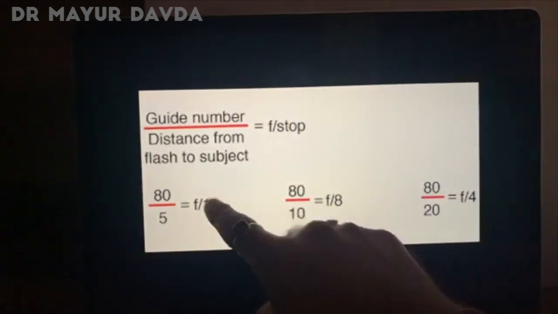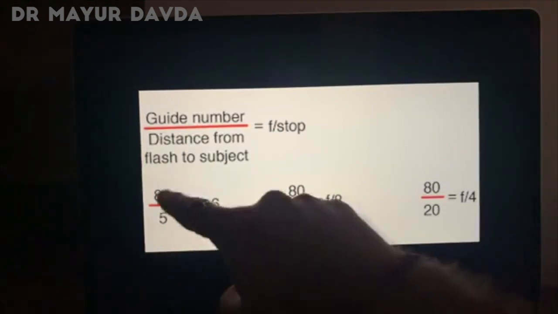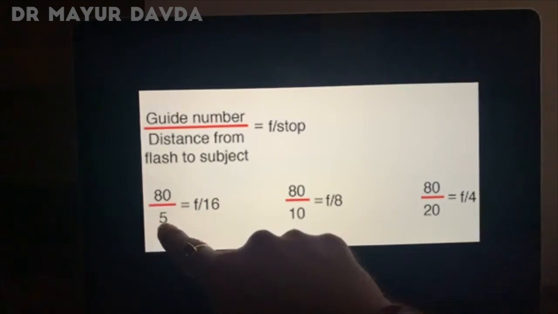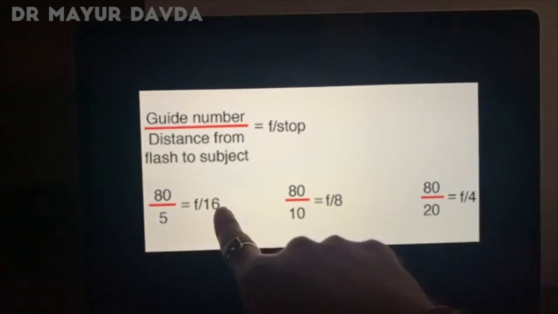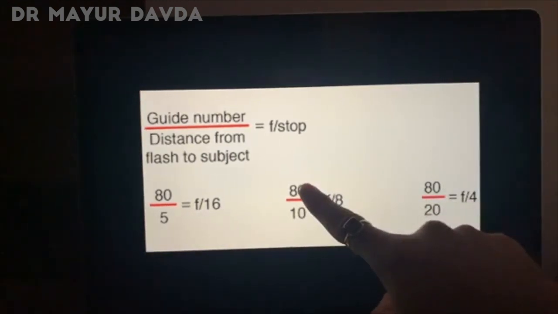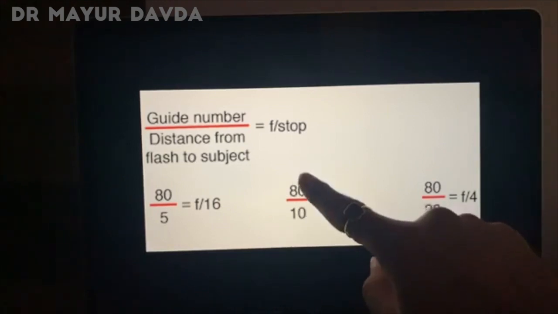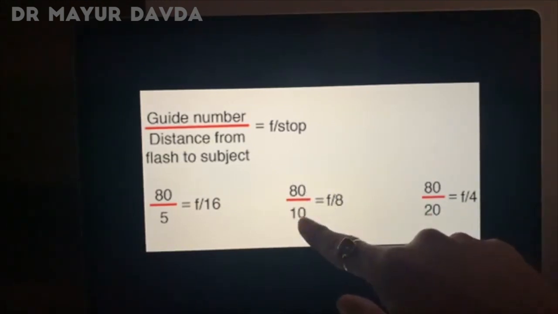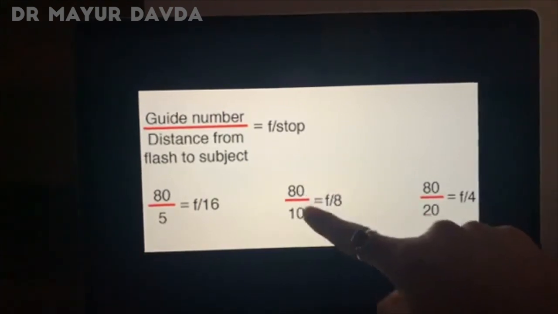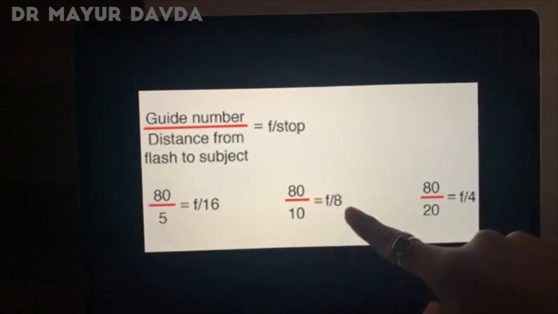Let us see some numerical examples. If my flash has a guide number of 80 and I'm at 5 feet from my subject, I can keep an f of 16. However, my guide number is obviously not going to change for my flash, it's always the same. If my guide number is 80 and I move away from the subject, so instead of 5 feet I'm going to 10 feet, please understand it will reflect on my f number.